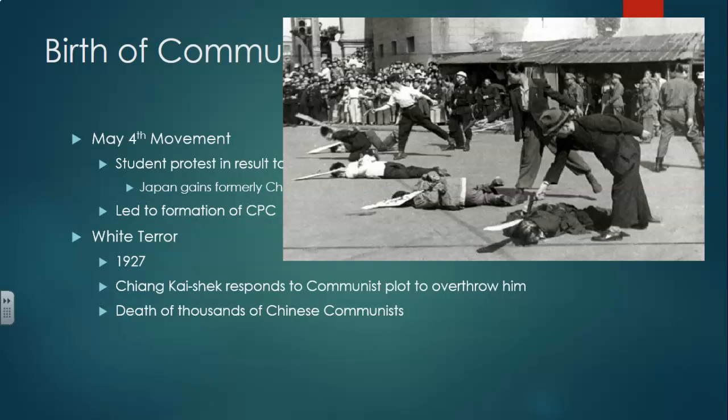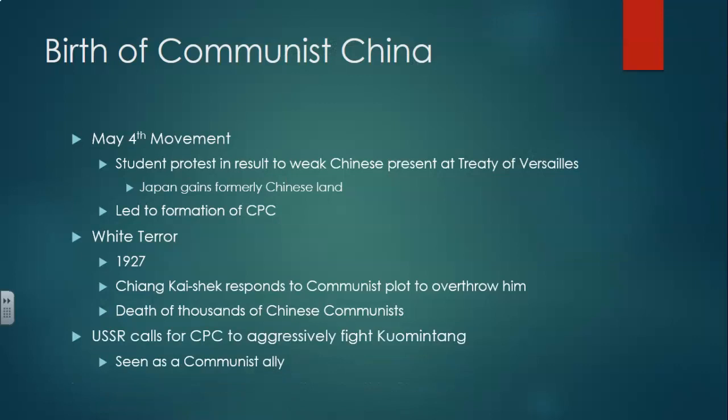So what's going to happen is Chiang Kai-shek is going to hear of a communist plot to overthrow him. He does not like this, and as a result, he is going to lead a massive crackdown on communist officials in China. And this is going to lead to the death of thousands of Chinese communists. Now, this is important because this is going to be going on in the back of Mao's head as he goes and continues to form his country later on.